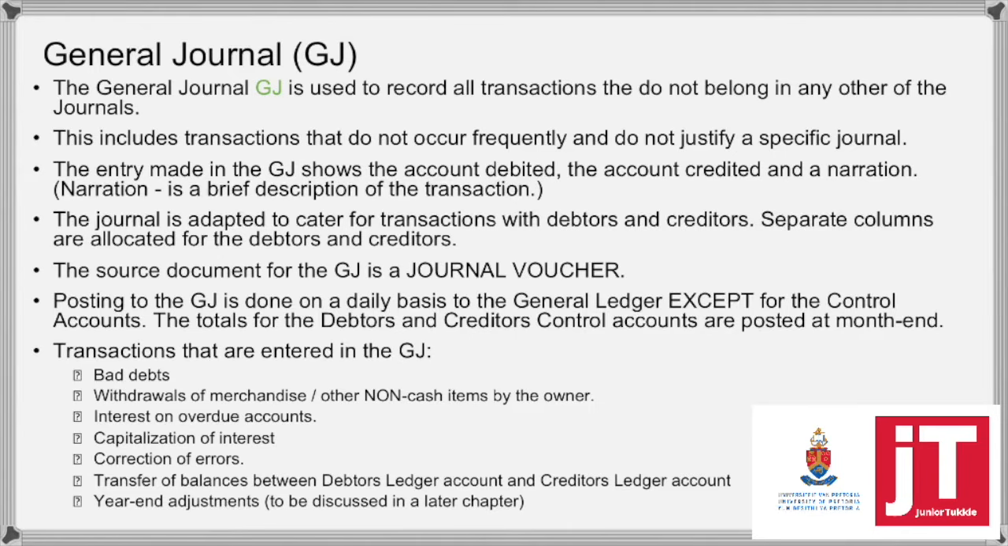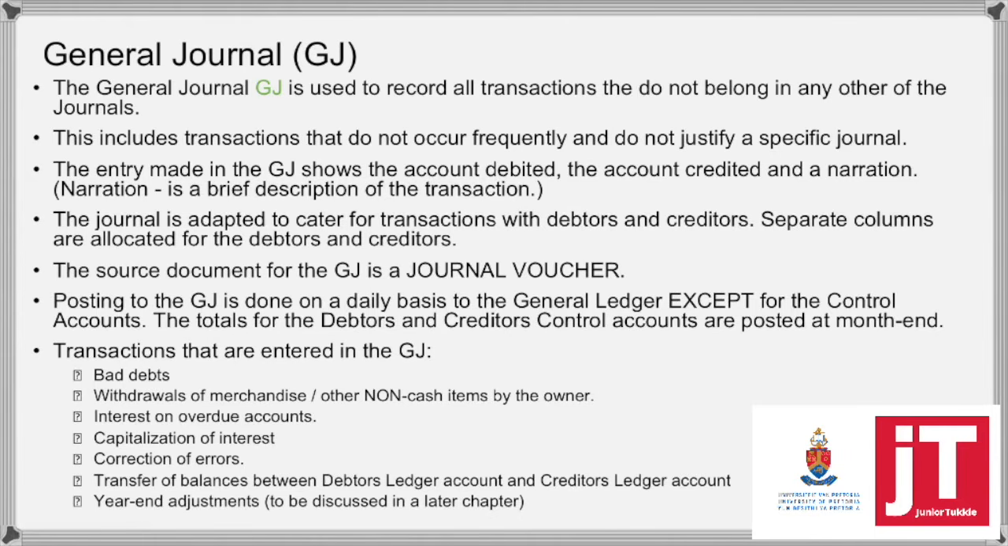The General Journal is used to record transactions that do not belong in any other journals. So, in other words, it's not a cash transaction, it's not a credit transaction, it's not a reversal of a sale, it's not a reversal of a credit purchase, not petty cash. So, it doesn't belong anywhere.